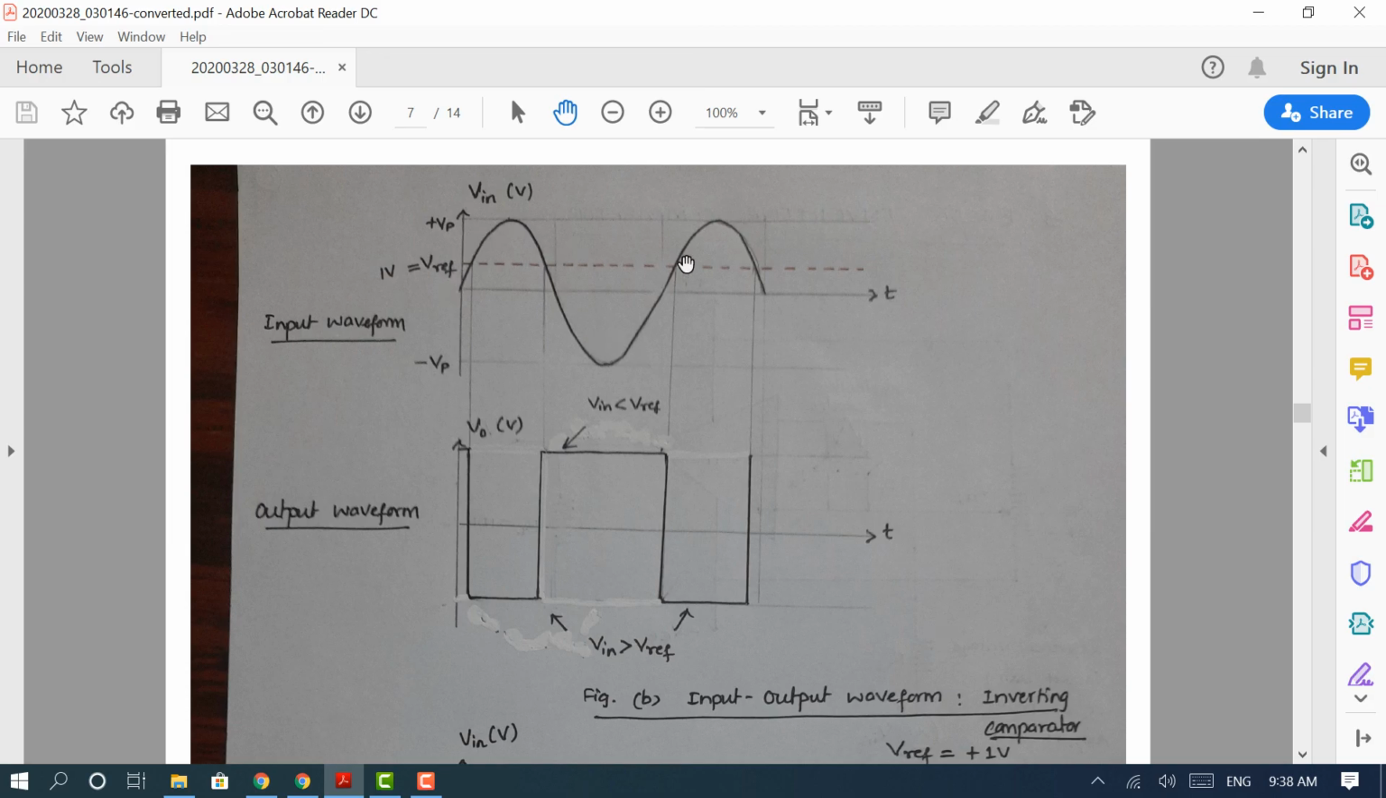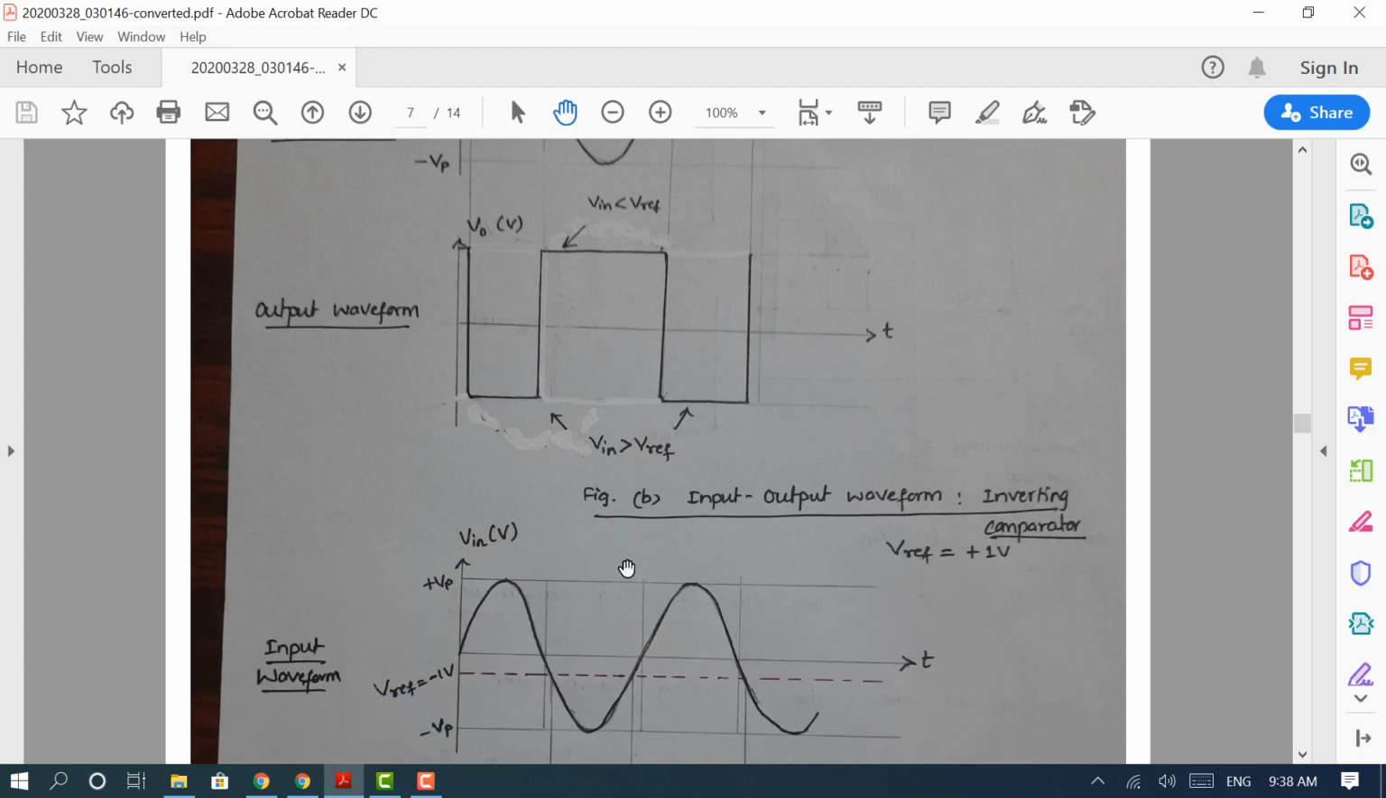This is the time varying signal, which is V in. Reference voltage is assumed as positive, which stays above 0 and is taken as 1 volt. Now we can see that when the input is less than the reference voltage, as we have already seen, output stays at plus Vsat. When the input crosses this reference voltage, output stays at minus Vsat. Once again, when the input is falling below this reference voltage for this entire cycle till here, output stays at positive saturation. So this is how the circuit works.